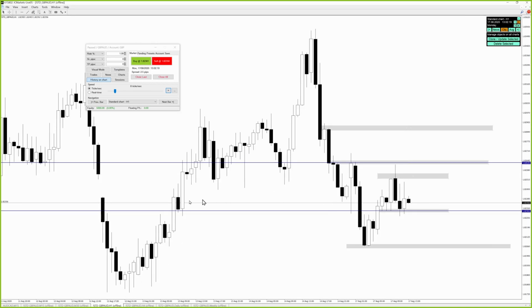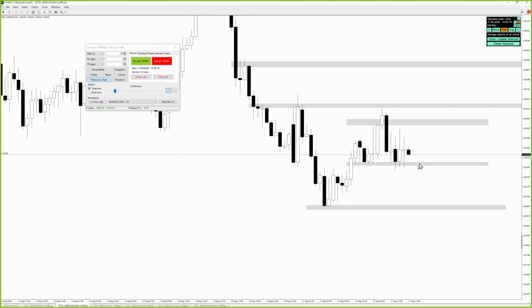So yeah, perfect. We're just waiting at this point now. We have our support, resistance, and we got to wait to see how price is going to form, and then we're going to execute based on that.